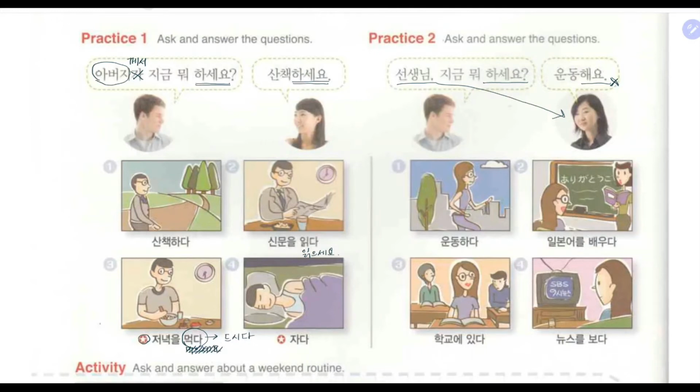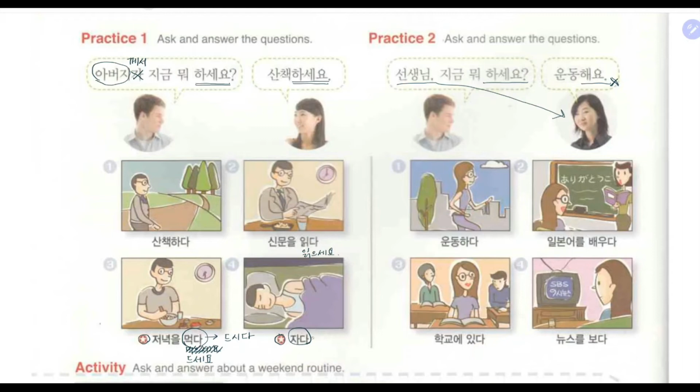드시다입니다. 드시다 as a base form. 그러면 저녁을 드세요. 아버지께서 지금 뭐 하세요? 저녁을 드세요. Done? 자, 자다 as well. Number 4, 4번. 자다 as well.